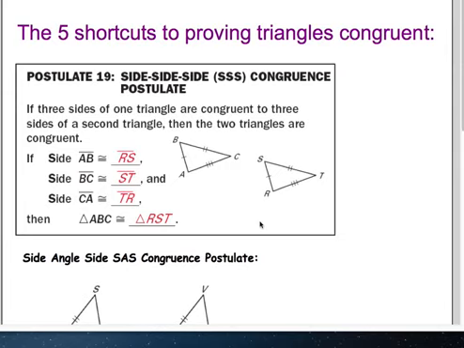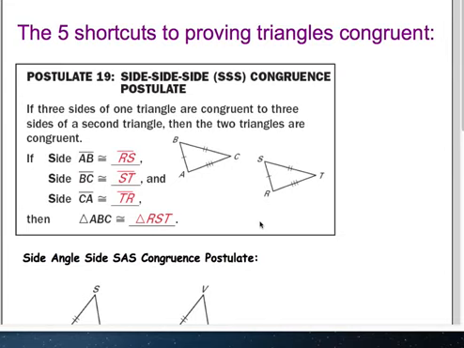So I'm going to walk you through all 5 right now because a big thing about the test is identifying which theorem or postulate we're using to prove that the triangles are congruent. So we're going to be looking at pictures and we're going to be identifying if the triangles are congruent, and then we're going to be choosing which one of these reasons we believe to be the reason why they're congruent.